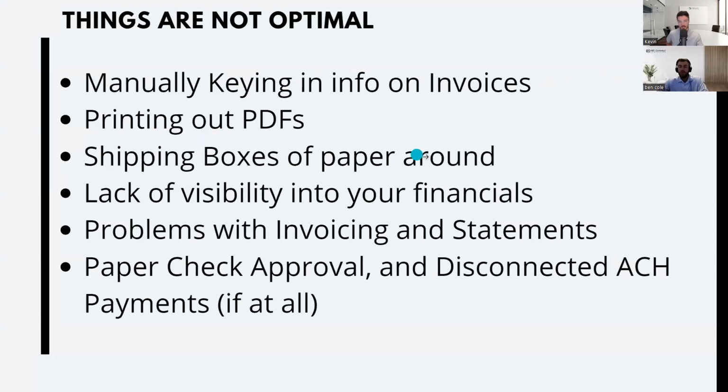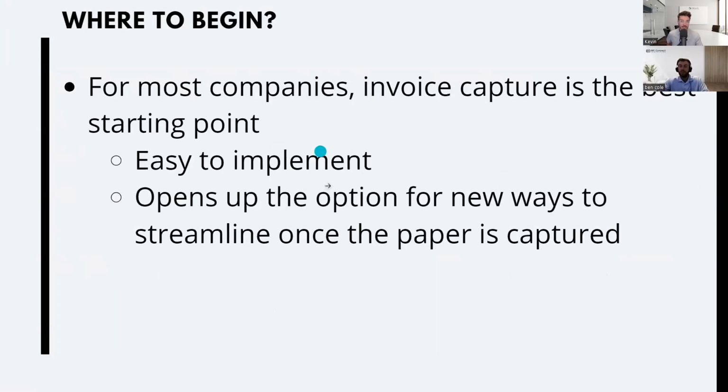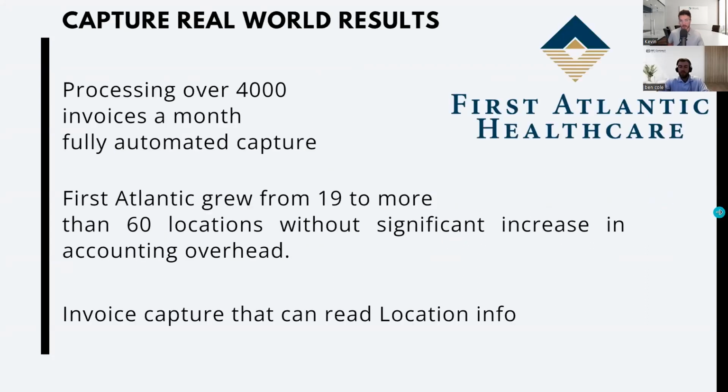We talked about printing and shipping boxes around. If you can't capture the invoice data at the start of this process, you can't do those other two things. So for me, if people just ask, all right, I don't know where to begin. What's the easiest thing? What's the start? For me, invoice capture is the optimal thing to start with.